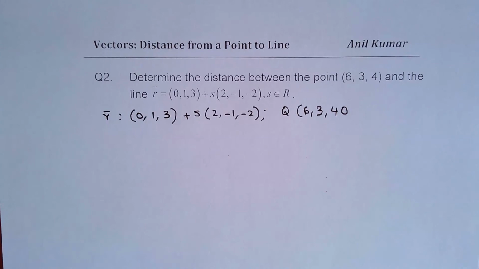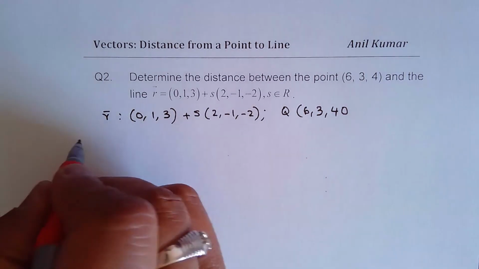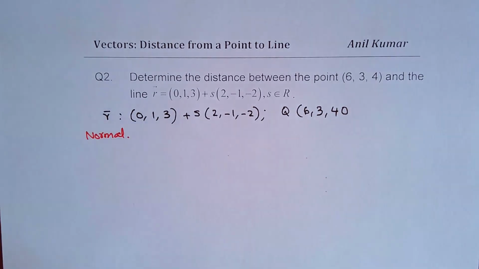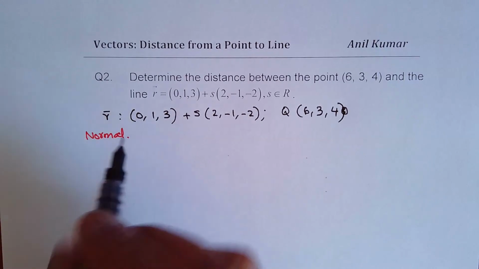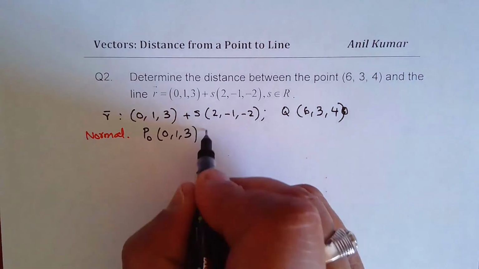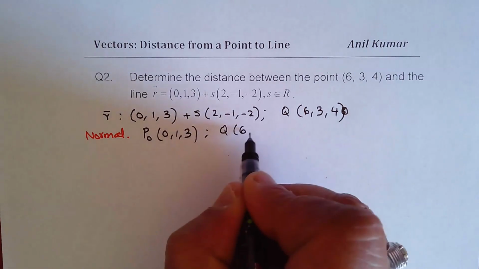Now, the first step is to find the direction for the normal, right? So we have to get the normal first. We know the point Q, which is (6, 3, 4). Let me call the point (0, 1, 3) given on the line P.